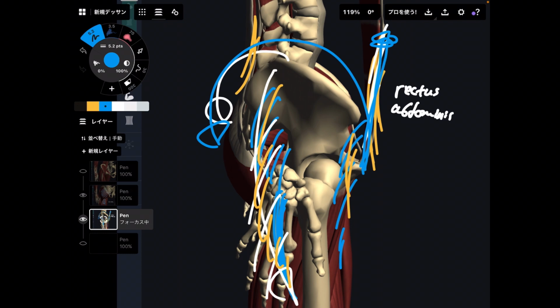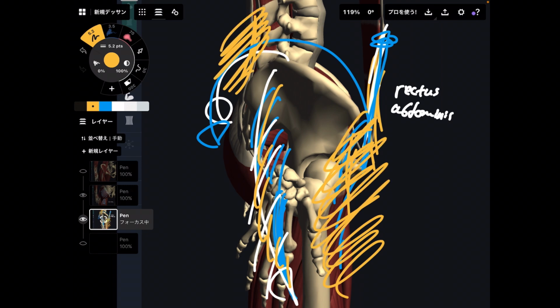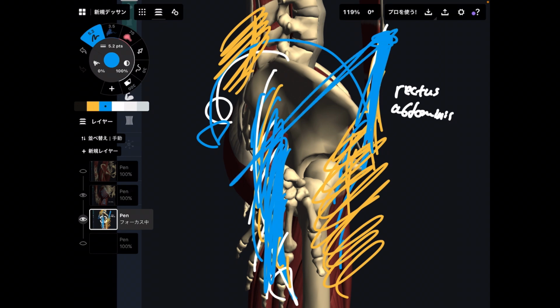So, simply, anterior thigh muscles, anterior hip muscles, and back muscles do anterior tilt. Posterior hip muscles and anterior core muscles do posterior tilt. So this diagonal relationship is very important to remember. In today's video, I explained very simple muscle anatomy for anterior tilt and posterior tilt.